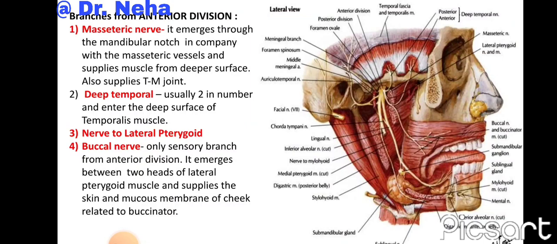Second is deep temporal nerve. It supplies the temporalis muscle from its deeper surface and it is usually 2 in number. Third is the nerve to lateral pterygoid, which is supplying the lateral pterygoid muscle.